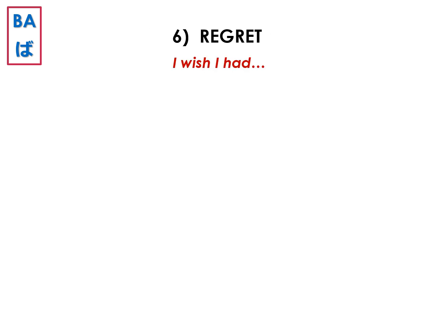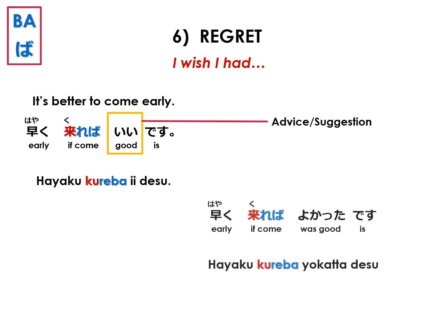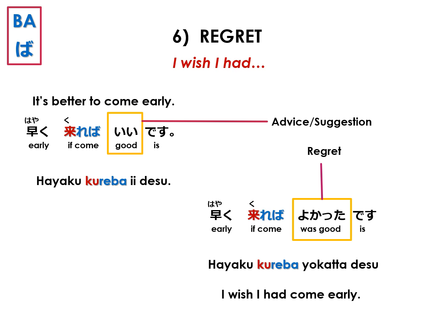Unique to the ba conjugation is expressing regret. I wish I had. And it's very easy to make. Compare the following. 早く来ればいいです。 Here we have advice. It's better to come early. Now if you change the ending to the past tense, it becomes 早く来ればよかったです。 The past tense よかった turns it into regret, and now the sentence translates to I wish I had come early.